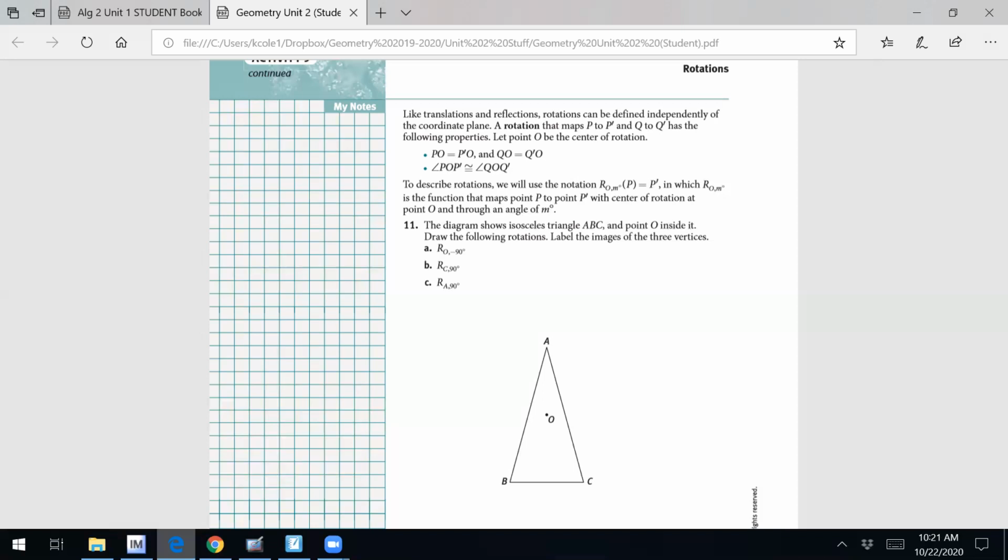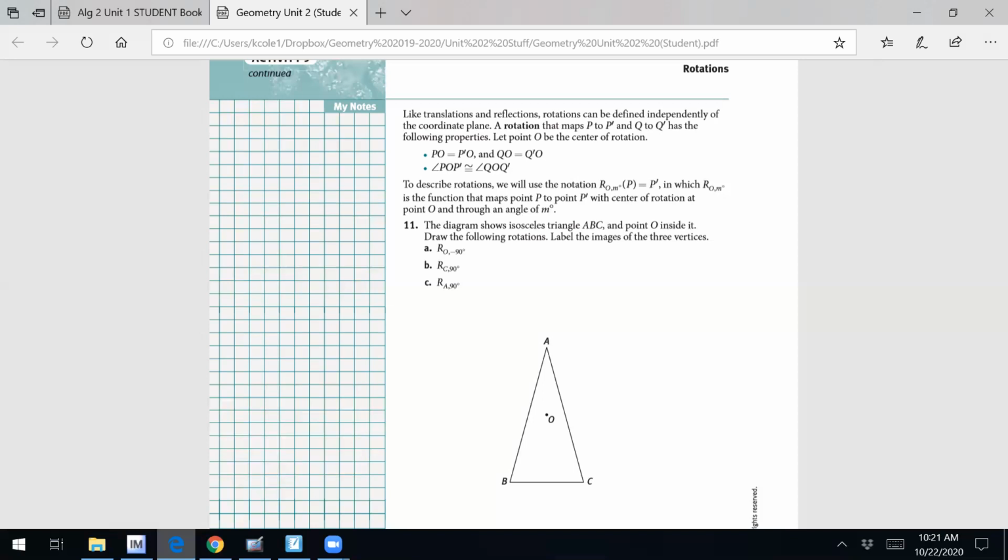So any point can be the center. It doesn't have to be the actual middle of the figure. You can rotate around any point, on the figure or not on the figure. They identify that behind the R. R means we're rotating. The little subscript letter is your center, and then the degrees tell you which way we're going. If it's negative, counterclockwise. Positive, clockwise. Got it? Cool.